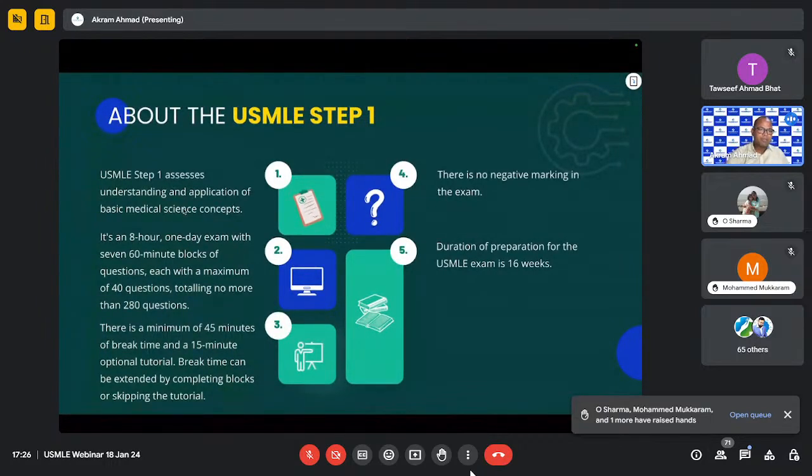It is an 8-hour, one-day exam, with 60-minute blocks and a gap between them. In general, they will ask you around 40 questions per block, totaling a maximum of 280 questions. Okay, so this is about this exam.